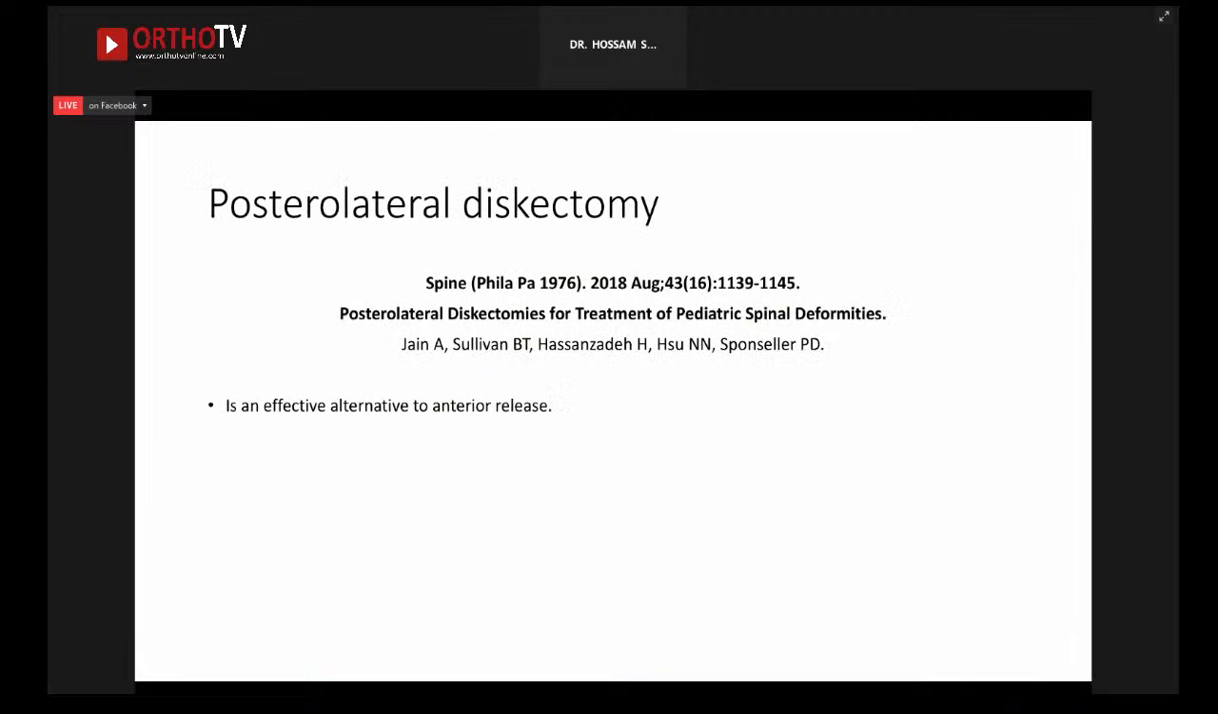Posterolateral discectomy has been described. I have used it a few times, and it is equally effective to anterior release through a formal thoracotomy or a thoracoscopic approach. This is an example.